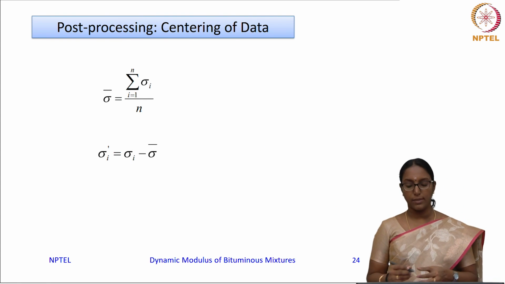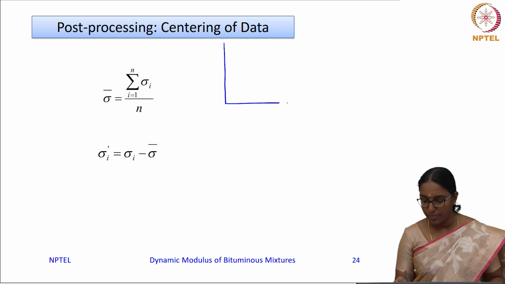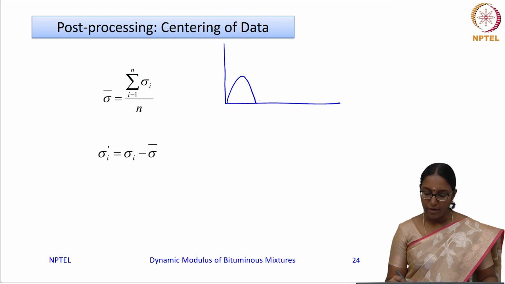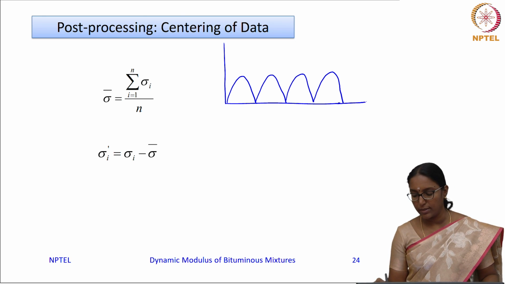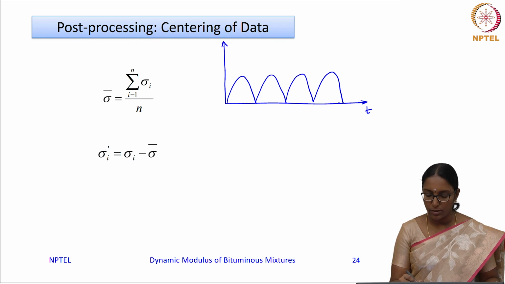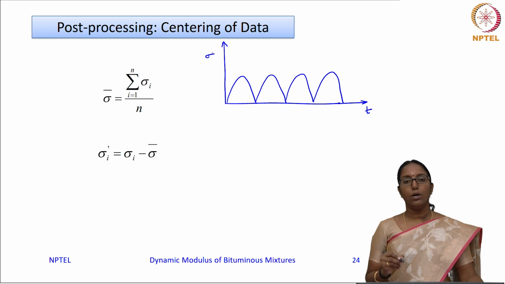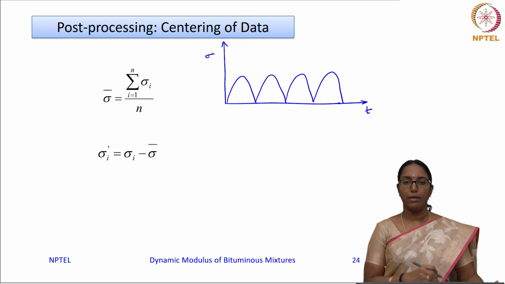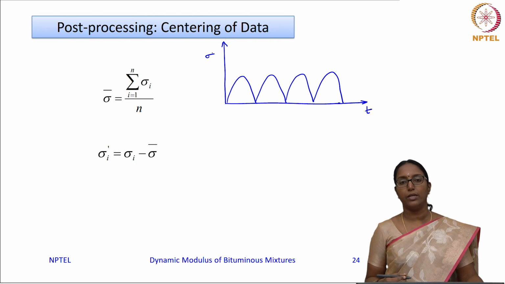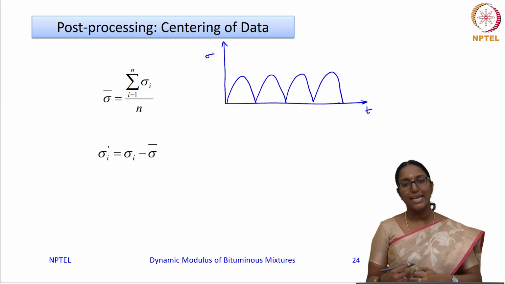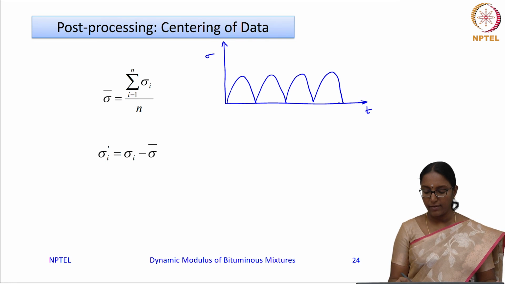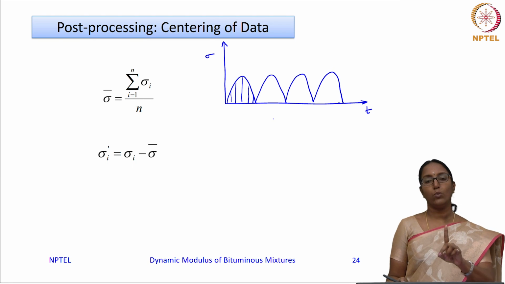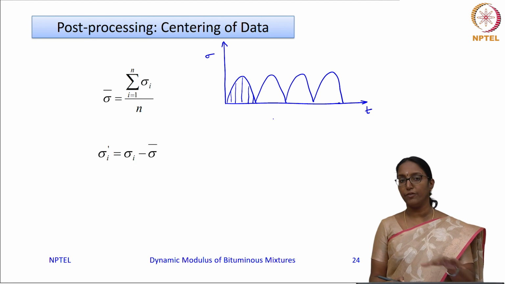Now, how to process this data? As I said, your loading wave is going to be something like this. This is a Haversine load pulse, this is with time, this is your stress pulse. Now, whatever definitions that we have given for dynamic modulus and phase lag are in terms of a sinusoidal wave. So, I just have to center this data so that it will look like a sinusoidal wave. What is done is that you take all the data that is collected for stress. Say for example, in one stress cycle I have collected 50 data points.